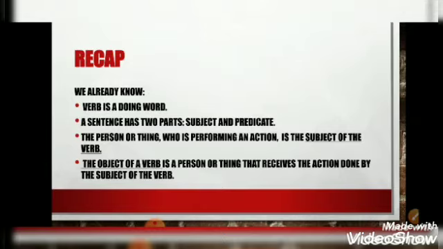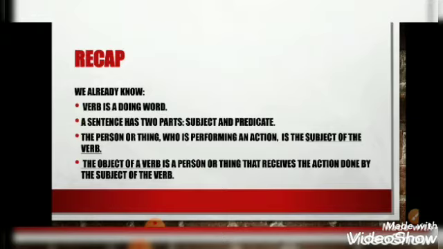A sentence has two parts, subject and predicate. This thing you have also studied in your previous chapters where we studied the formation of a sentence. The person or thing who is performing an action is the subject of the verb. For example, if Sunena is playing basketball, who is performing the action of playing basketball? Sunena. So in this sentence, Sunena is the subject of the verb.